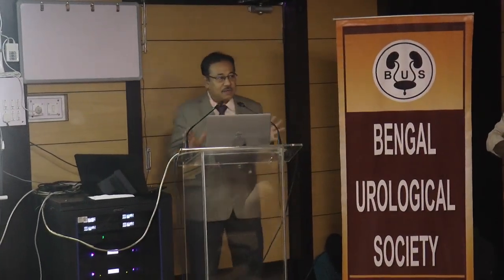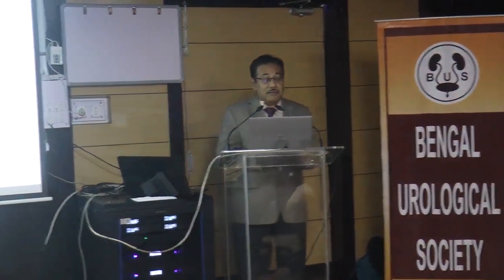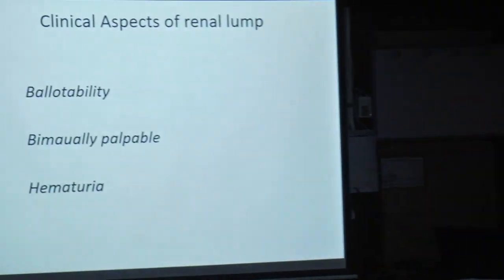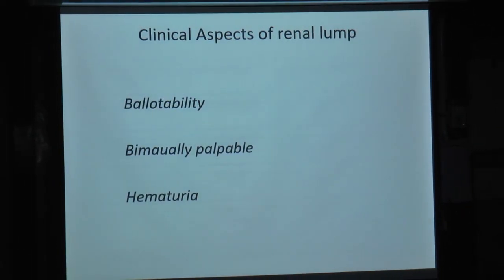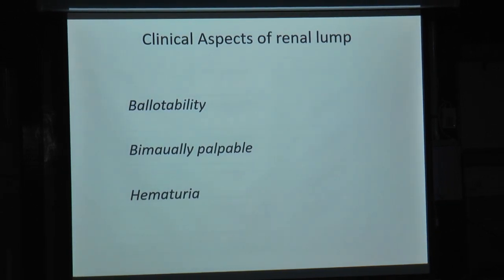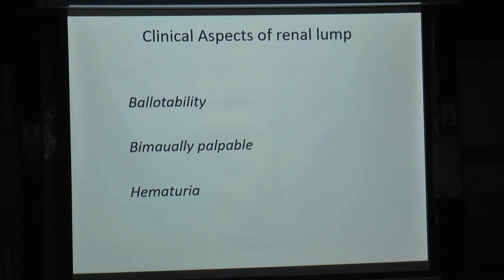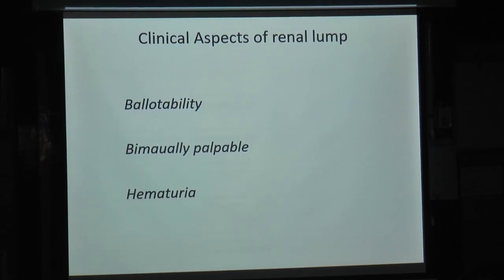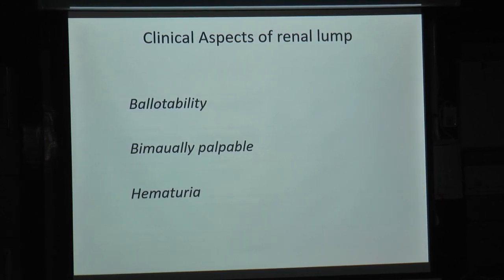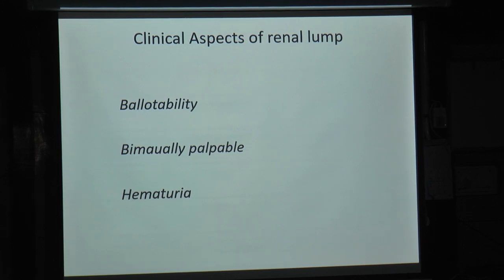Very basics. I always love basics because these days these are very foreign terms. I don't know how many of you can actually elicit a ballottement. It's very basic. So I was trying to figure out what are the three clinical things that really matter in a renal lump, although the specificity of such findings would be very remote. You cannot, by the charm of your fingers or a history, differentiate between a TCC and RCC.